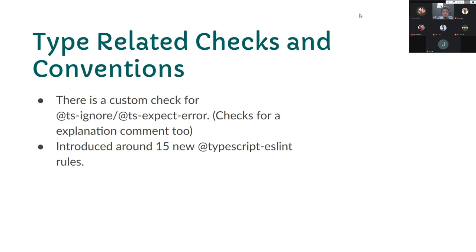We have also introduced the custom check for ts-ignore, which checks that whenever ts-ignore or ts-expect-error is used, there is a comment above it that explains what the error was and why it is being suppressed, which helps in maintaining the validity of the TypeScript. There are now around 15 new TypeScript ESLint rules that help in producing better code, and yeah.